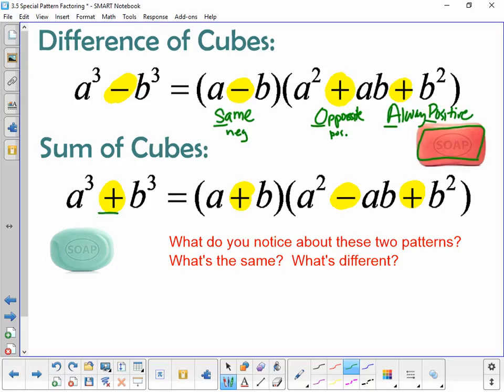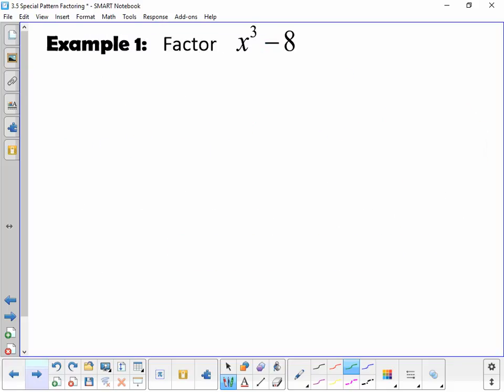This one starts with positive. So the first one is the same as we started with. The second one is the opposite of that. And the last one is always positive. So SOAP can maybe help you make those signs the right way.